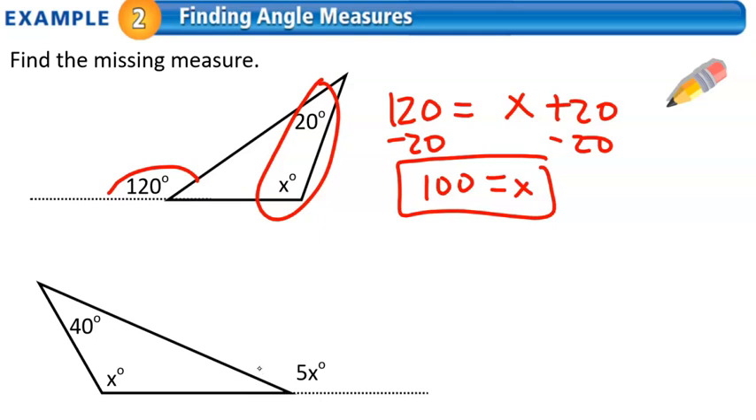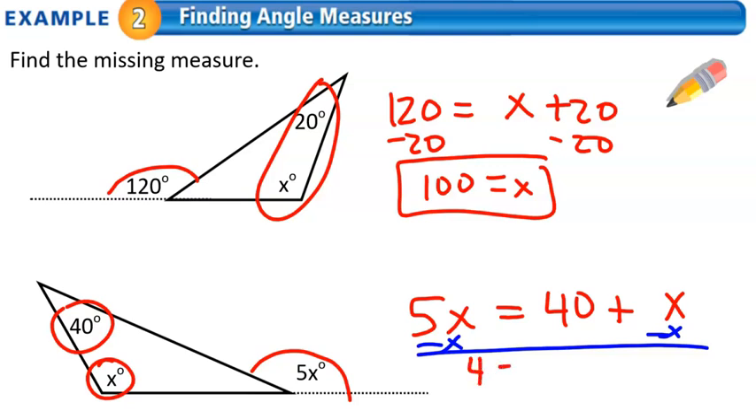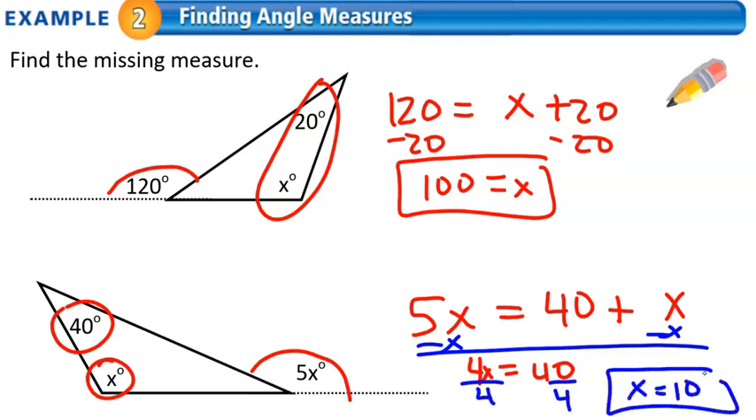This last example here has an algebraic expression as the exterior angle. And we know the exterior angle is equal to the sum of the two opposite interior angles. So 40 plus x. So when I subtract x from both sides and divide both sides by 4, I can find the value of x. It's 10. And if x is 10, that makes this angle 50, and that makes these two angles also 50, because the exterior angle is equal to their sum.